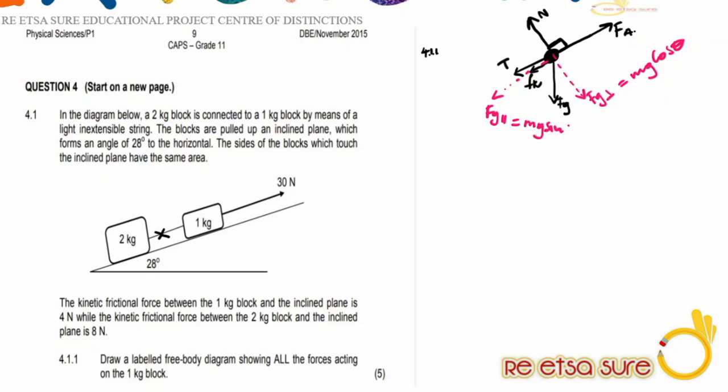So when your teacher at school is marking you, you'll be getting 1 mark for drawing Fa, 1 mark for drawing normal force, which is always perpendicular to the surface, 1 mark for drawing tension, 1 mark for showing the Fk, which is the kinetic frictional force, and then 1 mark for showing Fg or the components, meaning there is only 1 mark allocated for both components, Fg parallel and Fg perpendicular.